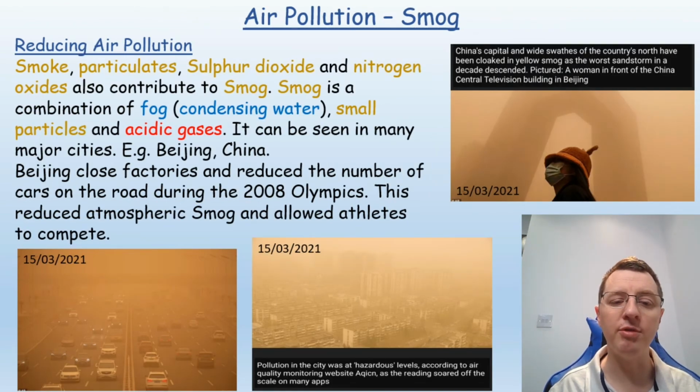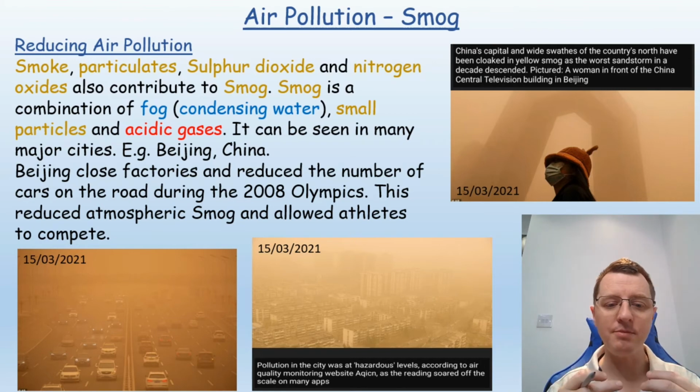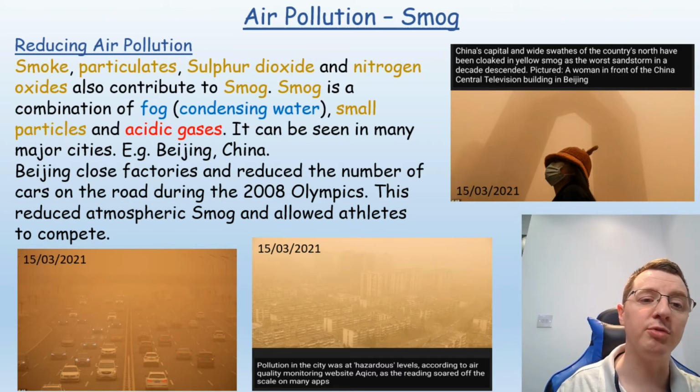Here we have a number of images of Beijing in China taken on the 15th of March 2021. So here we're looking at a large amount of smog pollution in that city, and it's very important to try and recognize the problem and then put in place procedures to reduce the amount of poisonous gases in the atmosphere, and so reduce the smog.